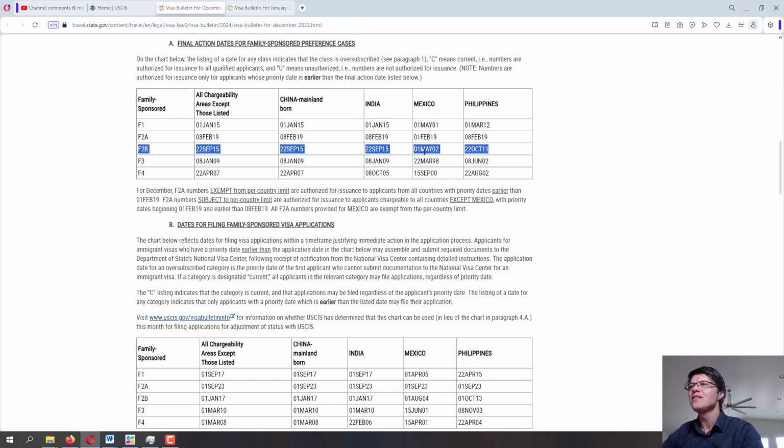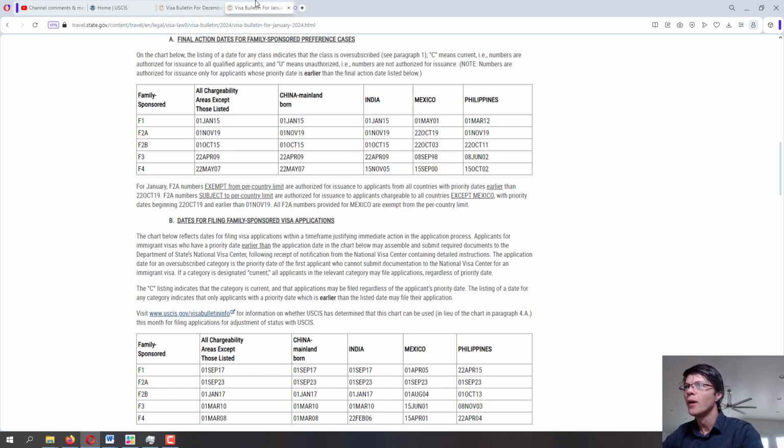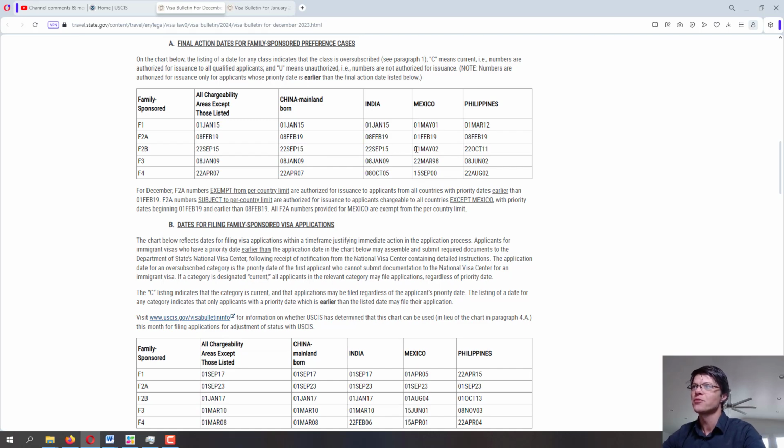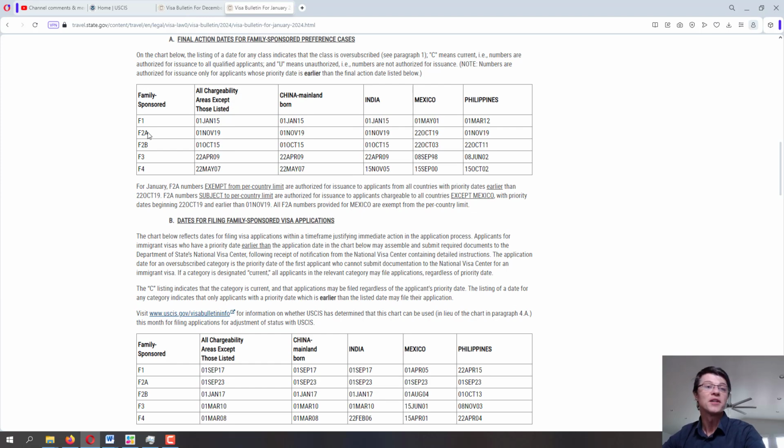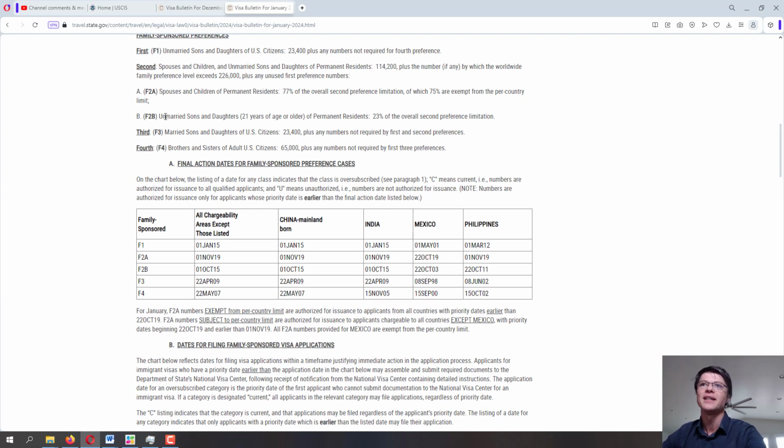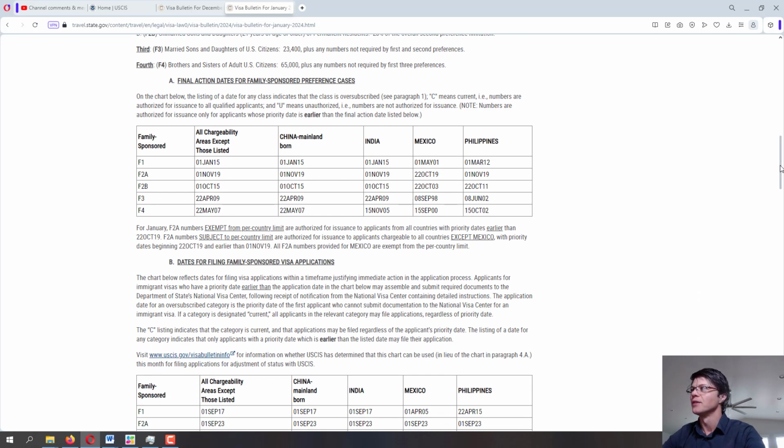Mexico moved from May 2002 to October 2003. So that is over a 1 year jump. Let's see, May is the 5th month, and October is the 10th month. Okay, so 1 year and 5 months forward, Mexico moved. So great news for everyone in Mexico chargeability area, from May 2002 to October 2003 for F2B category. And F2B category is unmarried sons and daughters 21 years of age or older of permanent residents. Okay, all right, so that is very, very good news.